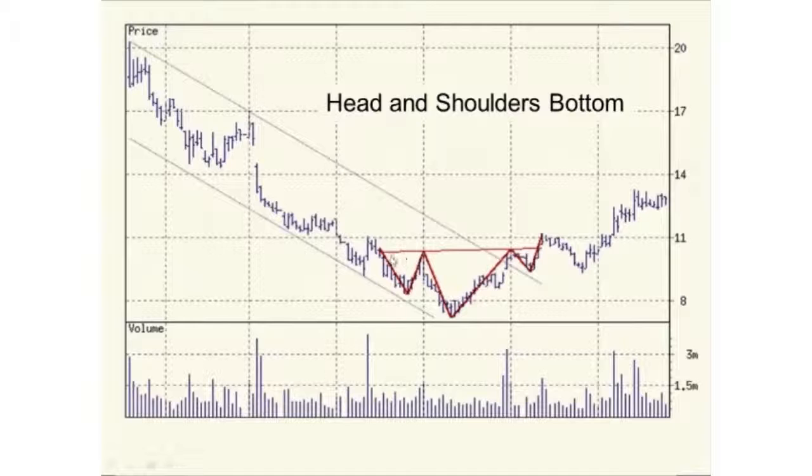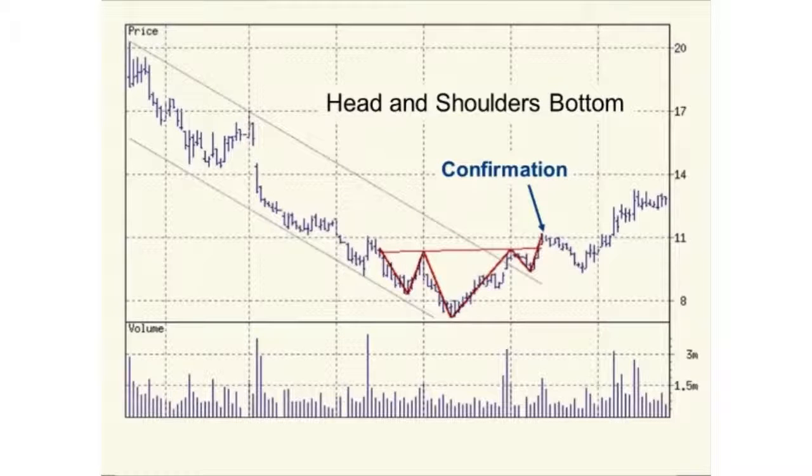This is the left shoulder here, this is the head, and this is the right shoulder. So notice we declined and rallied, declined and rallied, declined and rallied. On that third rally, we broke through that horizontal level of resistance I have drawn here. That is called the neckline. And where we broke that neckline, it indicates the start of a new bullish trend.